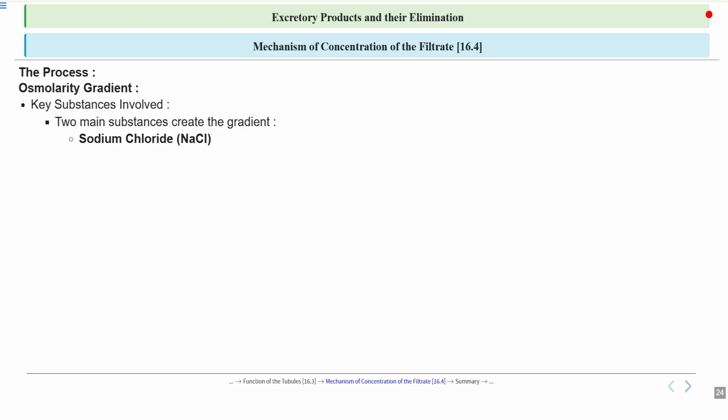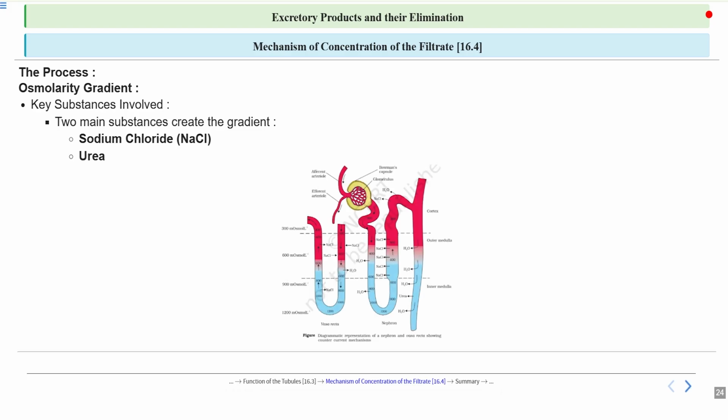First, NaCl, or sodium chloride, is essential. It's like the salt in our food, but in the body. It helps control water movement and keeps cells functioning properly. Second, we have urea. Urea is a waste product, but it also plays an important role in maintaining the osmolarity gradient, especially in the kidneys. So think of it as a helper that ensures the system works properly. So we have explored the osmolarity gradient and the main substances involved here. Remember, sodium chloride and urea are the key players in maintaining balance in the biological system.